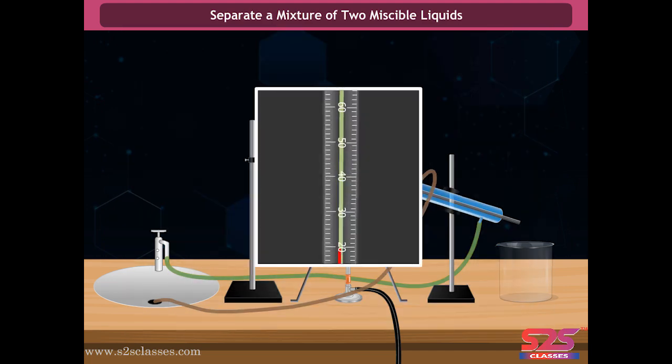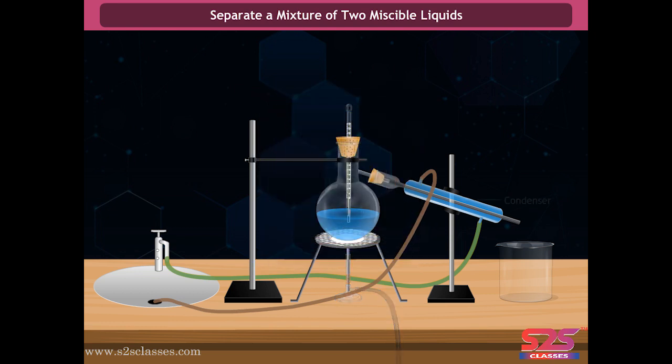We will observe that the acetone vaporizes at 56 to 60 degrees Celsius, condenses in the condenser and is collected in the beaker in the form of droplets. Water is left behind in the distillation flask because the boiling point of water is 100 degrees Celsius. Thus we conclude that we can separate a mixture of two or more miscible liquids for which there is a difference in the boiling points.